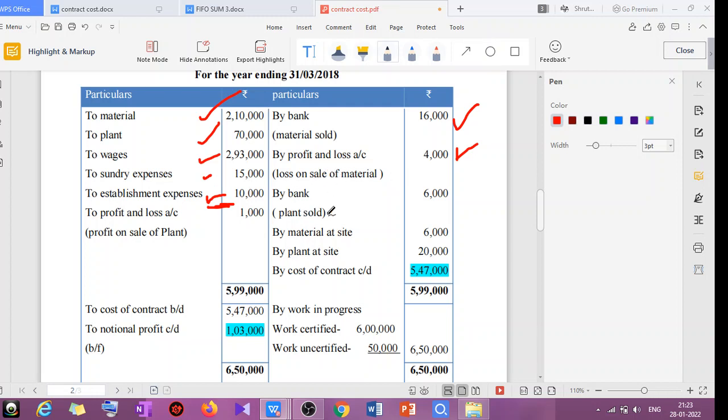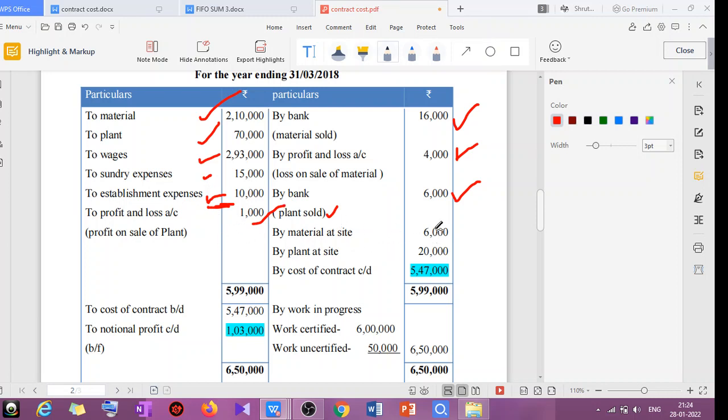Okay. Then one more thing regarding the plant. Regarding the plant, what they mentioned: plant costing rupees 5,000 was sold at a profit of 1,000. It means the sale value became 6,000. So whenever there is a sale, we have to write by bank account. I hope it is clear to you. 6,000, that is 5,000 plus 1,000 will be 6,000. And the profit on sale of plant will be written on the debit side of the contract. I hope it is clear to you till here.